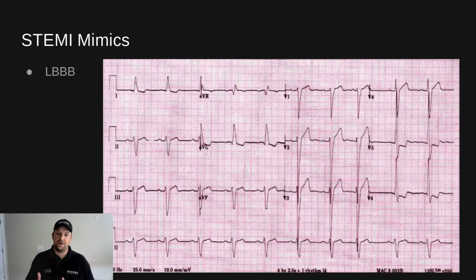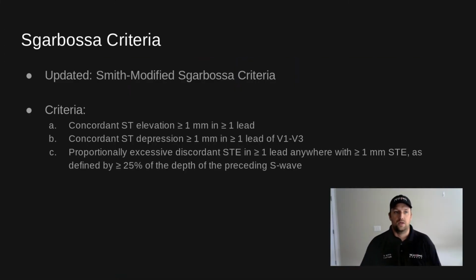Because it's a left bundle branch block, you can't classically evaluate ST elevation as if it wasn't a bundle branch block. So you say, oh, look at V2 and V3, there's this ST elevation, this is an MI. That unfortunately is not the case. There is a criteria called Sgarbossa. Sgarbossa criteria was originally created in the late 90s by Dr. Sgarbossa, and then it's been since modified to make it more specific, meaning that if you have a positive finding, it's more accurate. So we're using this modified criteria.